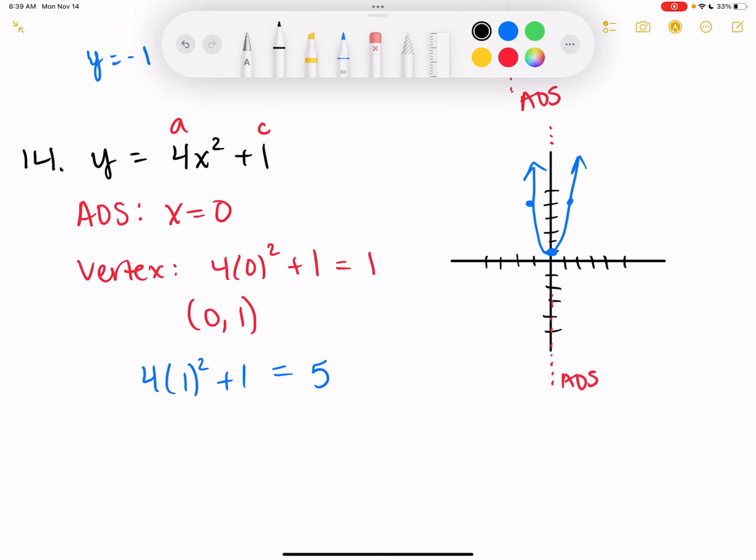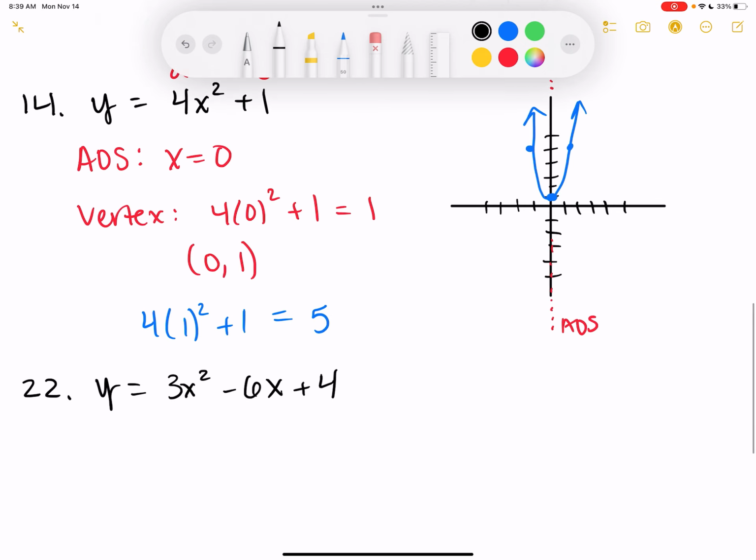All right, so now one that has a b value. So we have y equals 3x squared minus 6x plus 4. So is this one going to open up or down? Opens up, because the 3x squared is positive. So I need to find my axis of symmetry, but now I have a b value, so I've actually got to do a little bit of work. So it's minus b over 2a is how we find it. And the signs are important. So we have -6 is b.